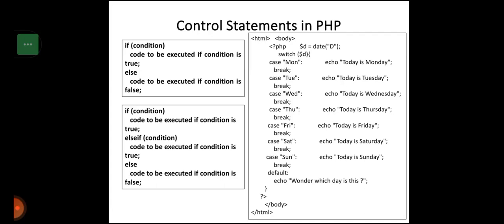Then if nothing, if the value cannot be obtained and we don't have any value in the variable d, you can see "wonder which day this is." Surely we will get some value. If no value is stored into d, we get the default case.